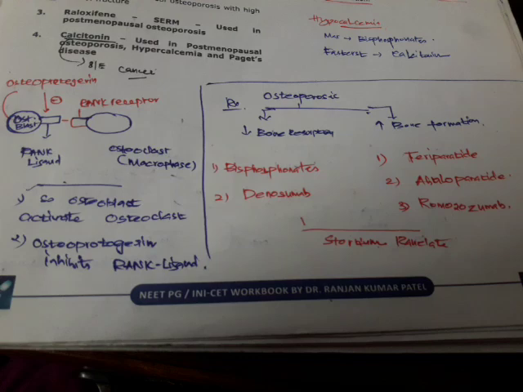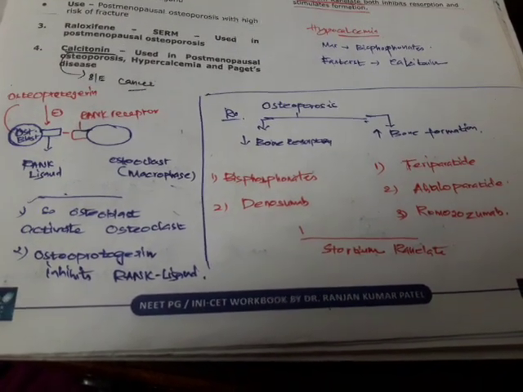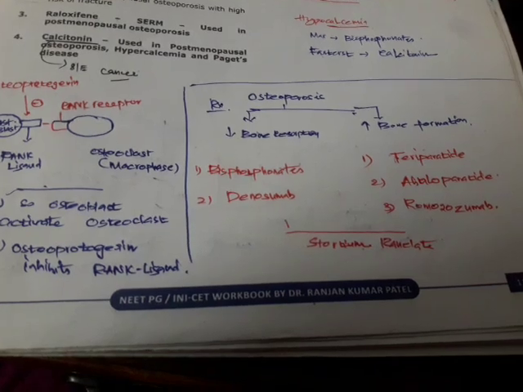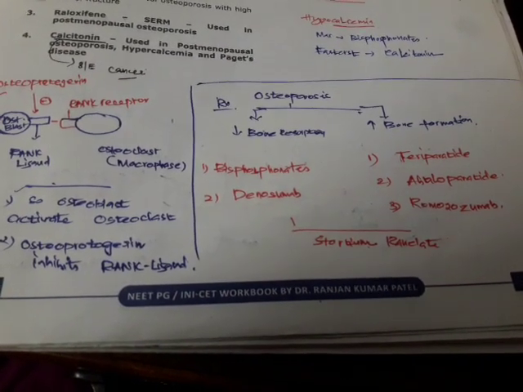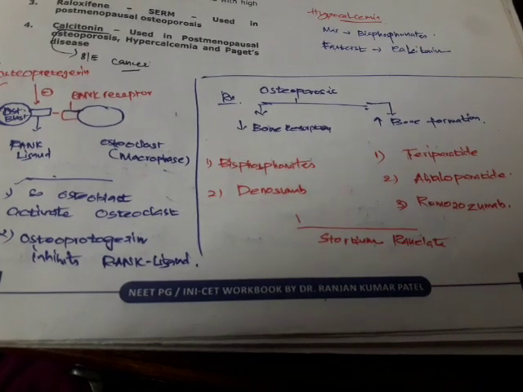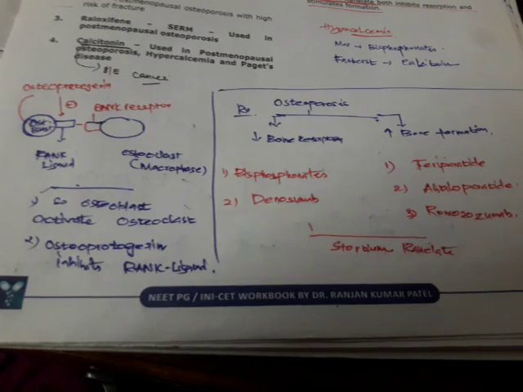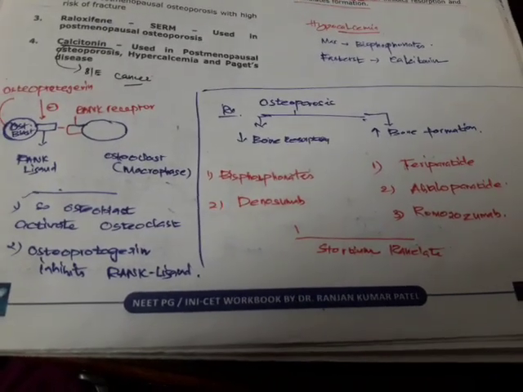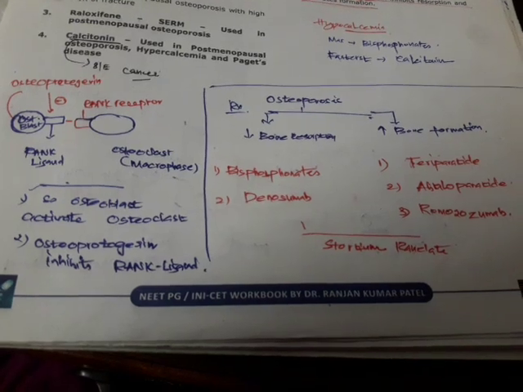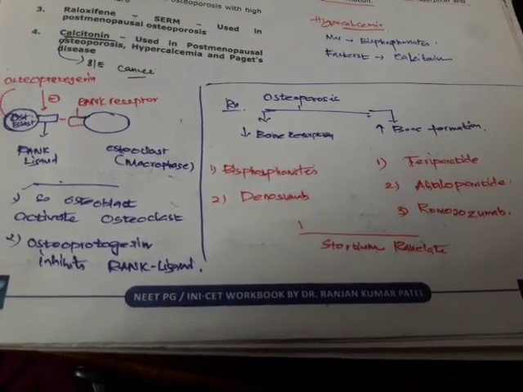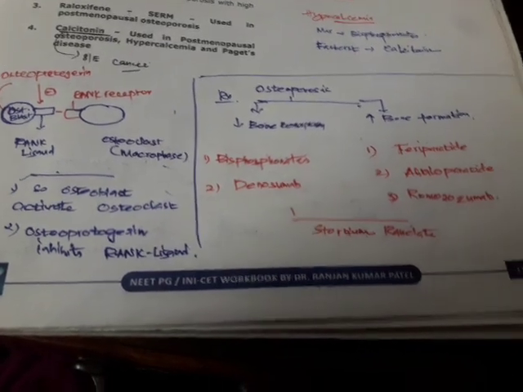And we have teriparatide and abaloparatide. The main side effect is osteosarcoma. So we should not use these in Paget's disease, because Paget's disease itself predisposes to osteosarcoma due to abnormal activation of osteoclast cells. So we shouldn't use that drug here. That much understood?